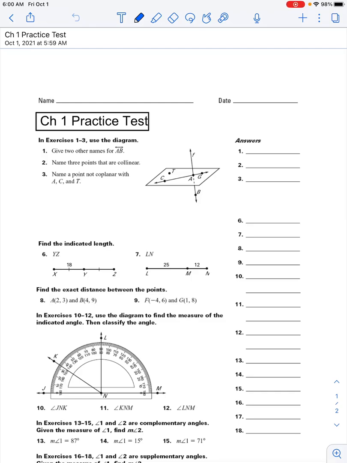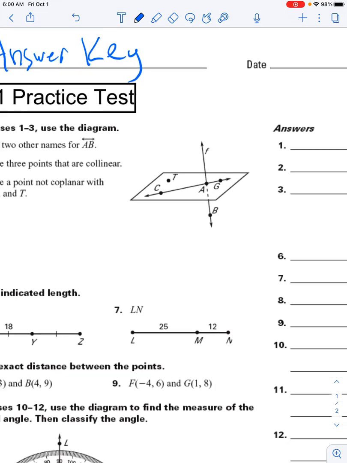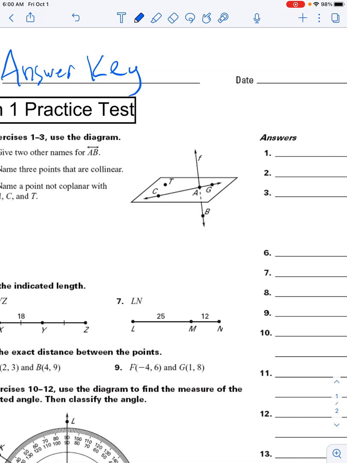All right, this is the practice test. Again, I would strongly recommend that you do this on your own first. Answer key. Okay. Again, try it on your own, and then if you need to watch a specific problem or whatever, I'm just going to work through this. Again, I really think it'd be beneficial for you to try it on your own first.